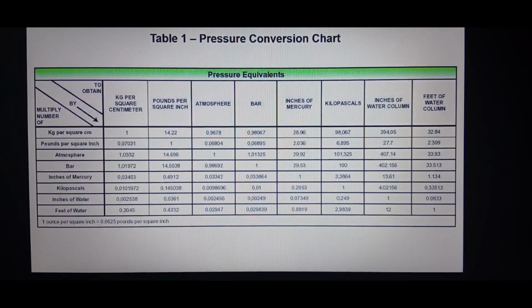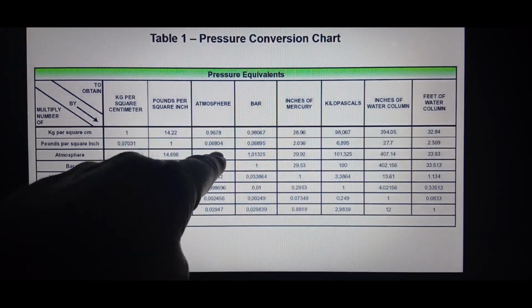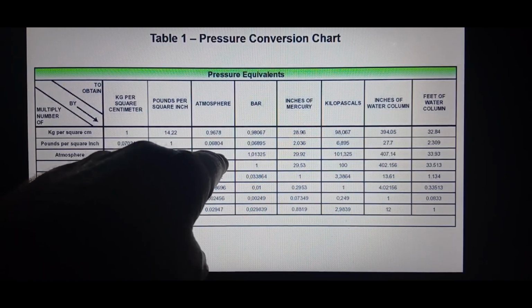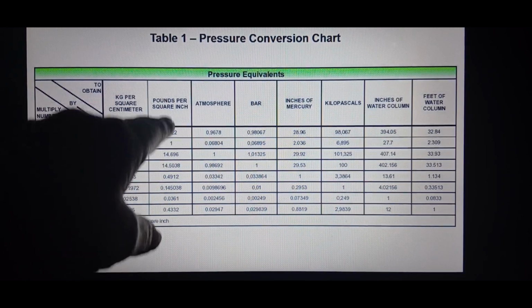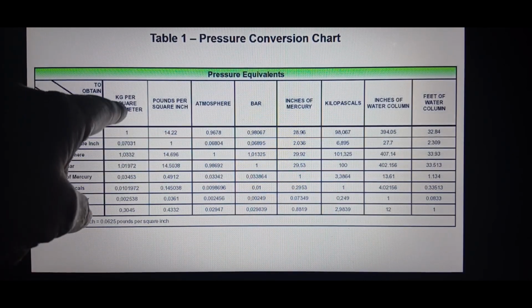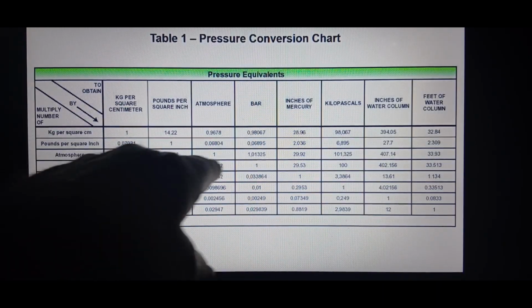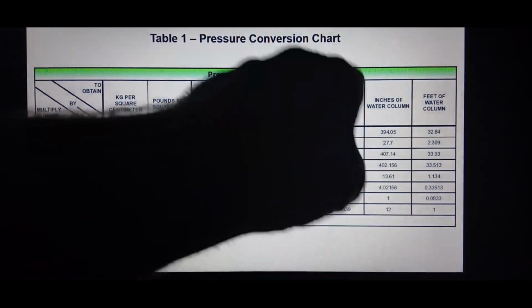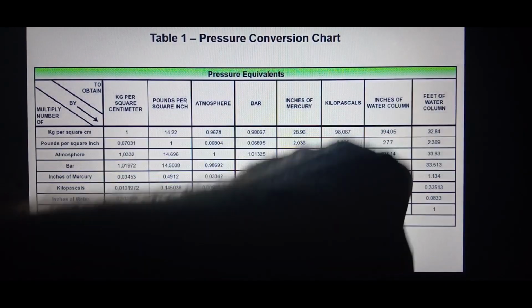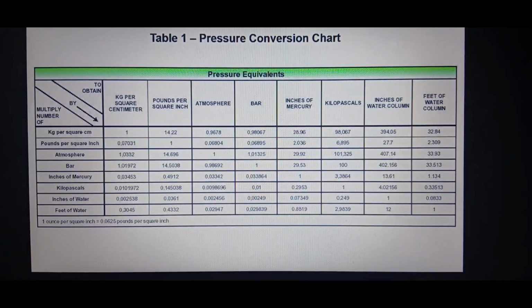Now, this is a nice conversion chart which can help you to solve some conversions just by reading them off the chart. If you want to know what 1 atmosphere is equal to, it would be the same as 14.696 pounds per square inch, or the same as 1.0332 kilograms per square centimeter, and so on. So 1 atmosphere is equal to these values that you have here, whatever you want. If you want inches of water, 1 atmosphere is the same as 407.14 inches of water.